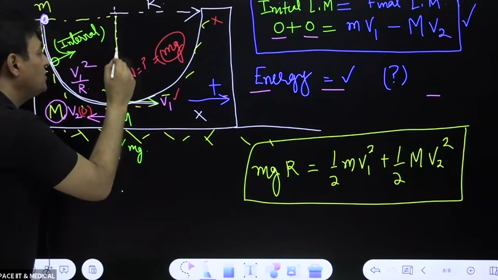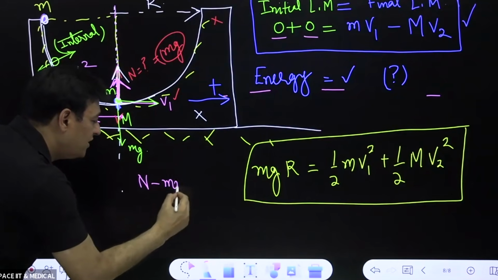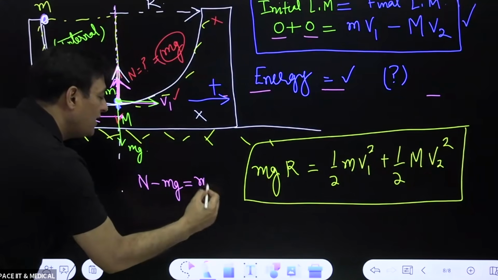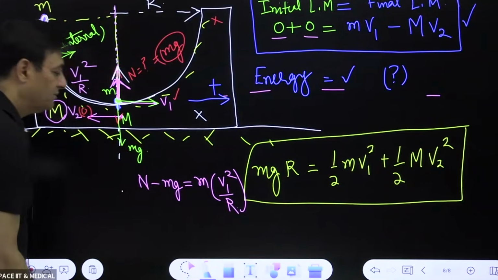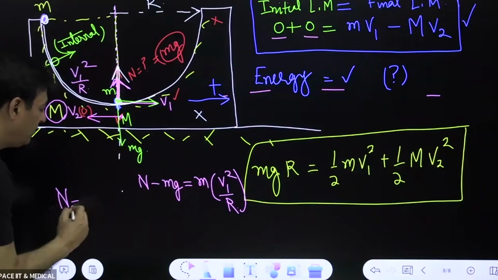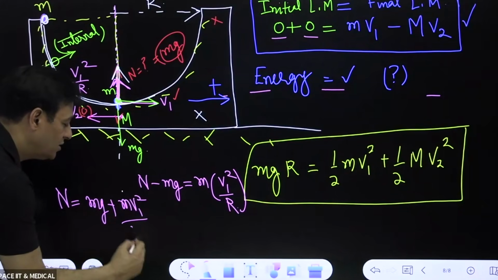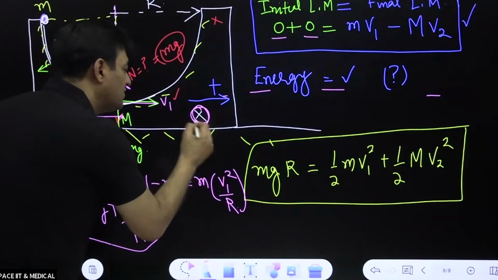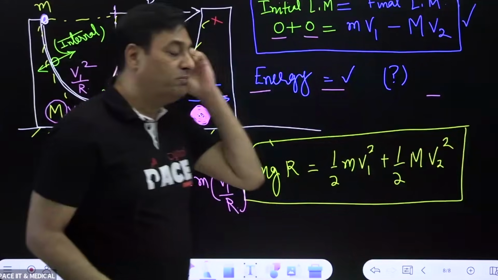I am going to use the upward direction as positive. The net force vertically upwards is N minus small mg for the small ball. This net force towards the center should be equal to mass into acceleration, and acceleration is v1 square by r. Is this correct or not? Correct, sir. So all of you understood, N will not be equal to mg. N will be equal to mg plus mv1 square by r. This will be the normal reaction in case 1, when I am assuming the wedge to be fixed.